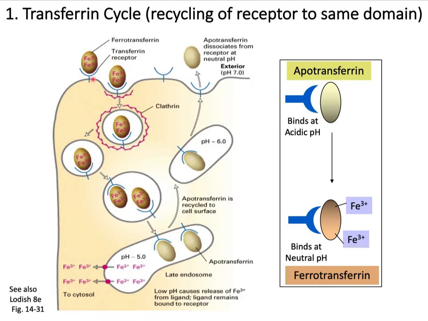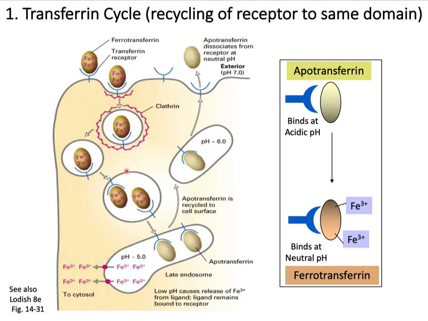Here is a clathrin-coated pit, and in that pit is a receptor. Here is a transferrin protein that is bound to two irons. So this is ferrotransferrin, and it has a high affinity for its receptor at neutral pH in the extracellular space, the extracellular space right here. So it is very likely that the ferrotransferrin will interact with its receptor. So the receptor and its cargo are taken up by the clathrin-coated pit.